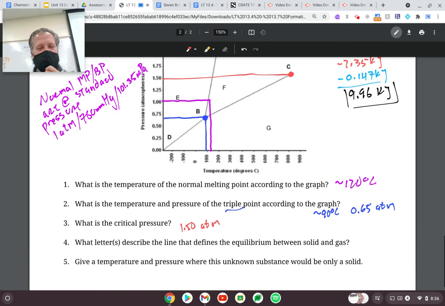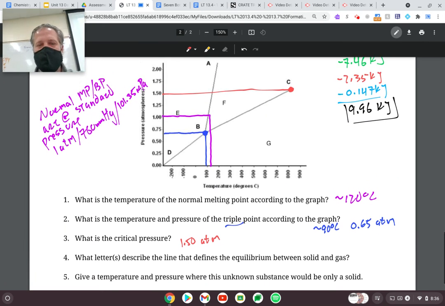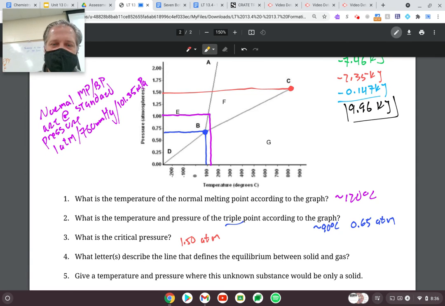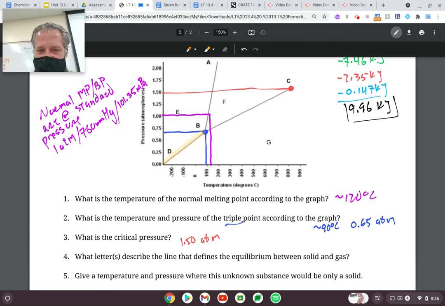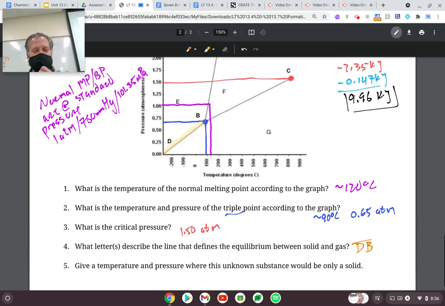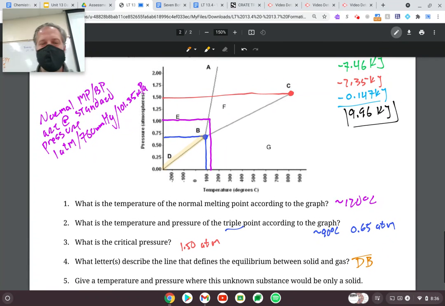And then it says, what letters describe the line that defines the equilibrium between solid and gas? So between solid and gas would be this line right here. That's where we can have sublimation and or deposition occur. So I would say that the best letters that describe that are DB or BD. Either is fine.